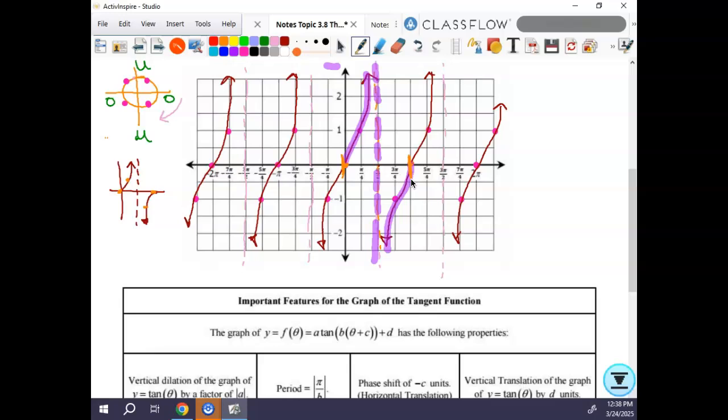Pi. The period is pi. It is not 2 pi. It is 2 pi for sine and cosine. It is pi for tangent. So clearly the graph looks way different. That's one major difference. It is still periodic, but the period is different. And that is probably one of the biggest things that gets messed up and confused. So make sure you remember that tangent is different. All right, everybody good so far? What questions you got?